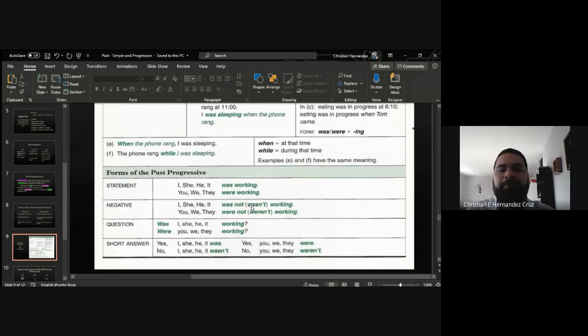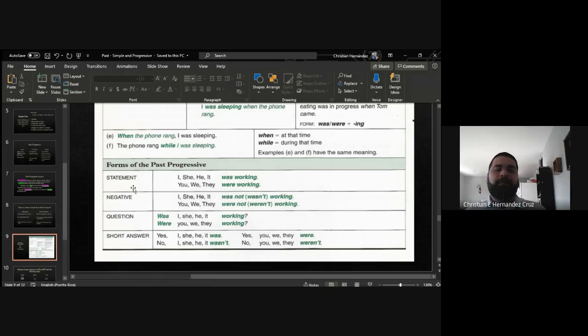Examples E and F basically have the same meaning. And of course, you can use the past progressive in many different ways, such as positive statements, negative statements, questions, and short answers. So in the statements, we use the pronouns or nouns I, he, she, and it, and all these four use was. So I was working, she was working, he was working, it was working. And we use the verb were with the pronouns you, we, and they. So you were working, we were working, and they were working.